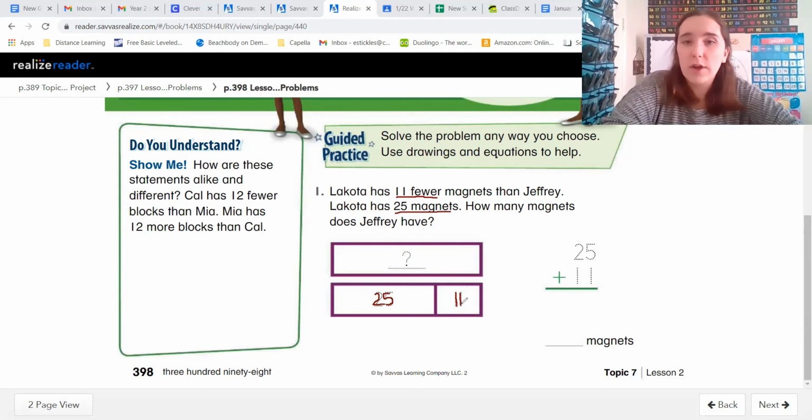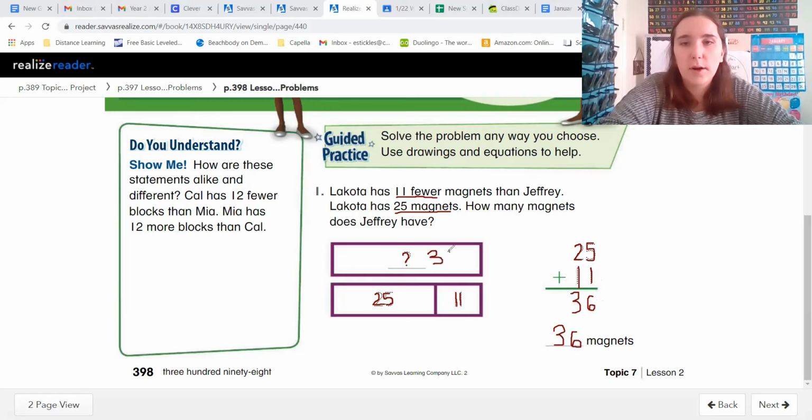So to find the number that Jeffrey has, I need to take the number that Lakota has and add the 11 that I know Jeffrey has more. So now I need to find how many Jeffrey has in all. So I'm going to take my 25 that Lakota has, and the difference of 11 magnets, and add that up, and it's going to tell me the total number that Jeffrey has. So 5 ones plus 1 would be 6 ones, and 2 tens plus 1 would be 3 tens. So my answer is 36. That means that Jeffrey has 36 magnets.